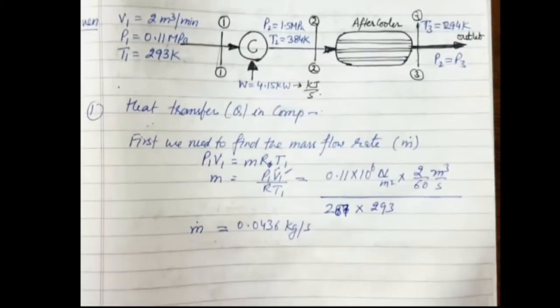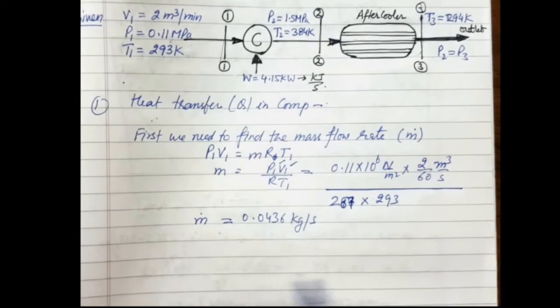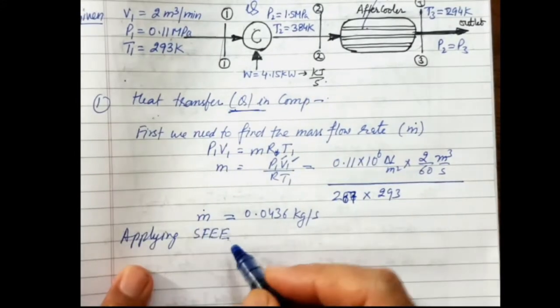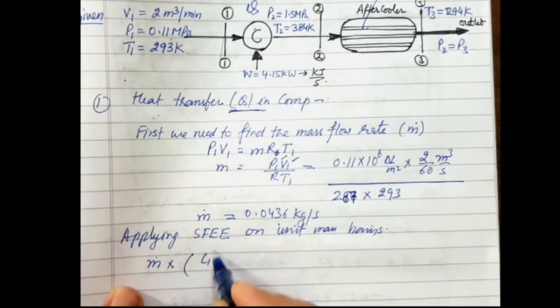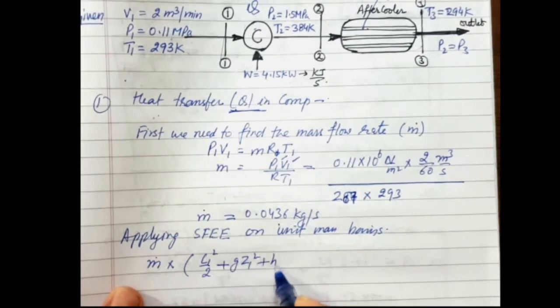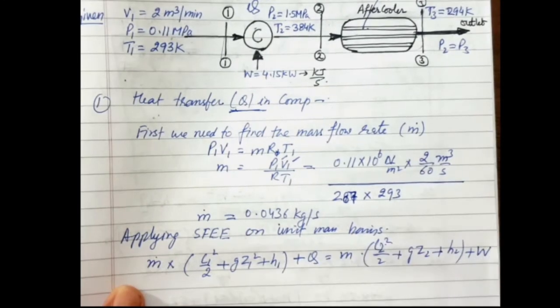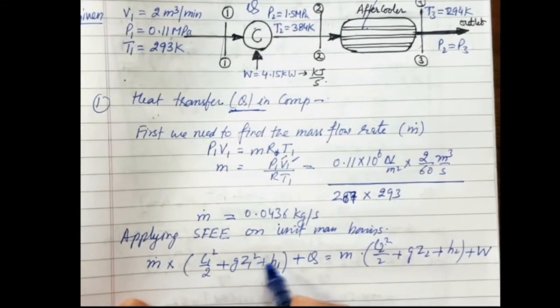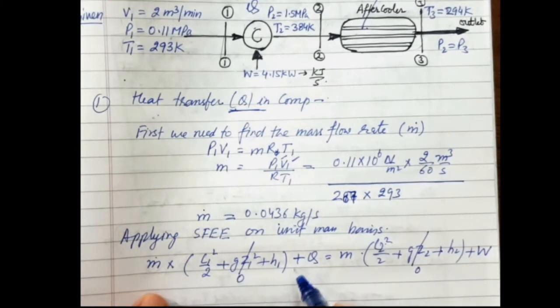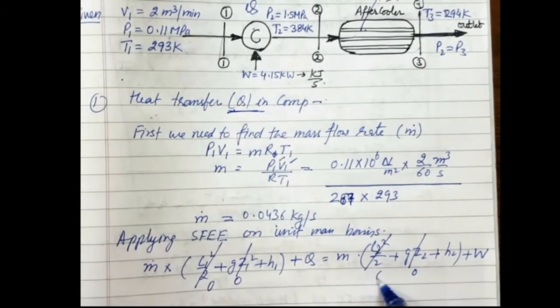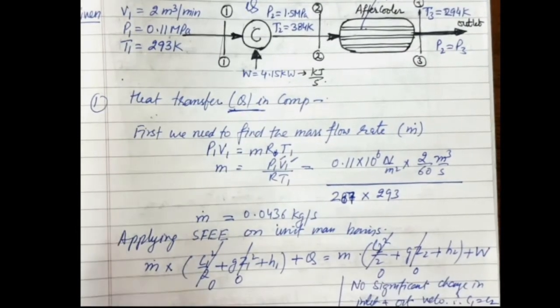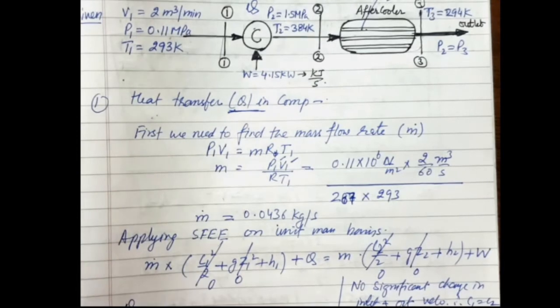So now we can just move on to the other part of the numerical. Now we can apply a steady flow energy equation, C1 square by 2 plus gZ1 plus h1. Now here we can easily ignore these terms. This potential energy term can be ignored. We can also cancel out the kinetic energy. Air की जो velocity है, inlet outlet दोनों negligible है. So what we are left with is Q minus W is equal to.